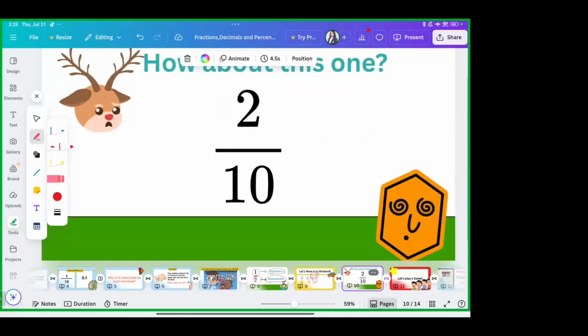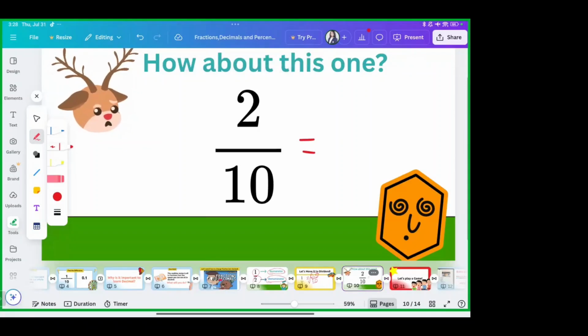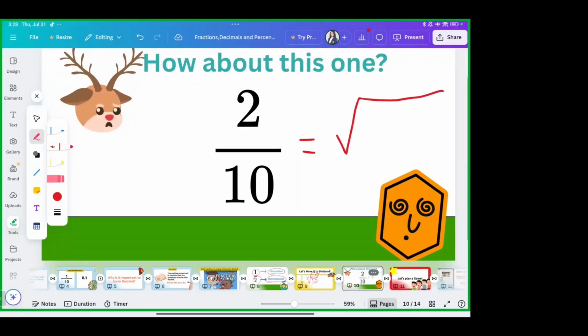So, how about this one? Can anyone help me to divide this into a decimal? Step by step? I want to try, Miss. Sure. Okay, let's go. So, the first thing we need to do is write the dividend or the bar. Then we put the numerator, which is 2, inside of the bar, and 10 on the outside. Okay, that's great.